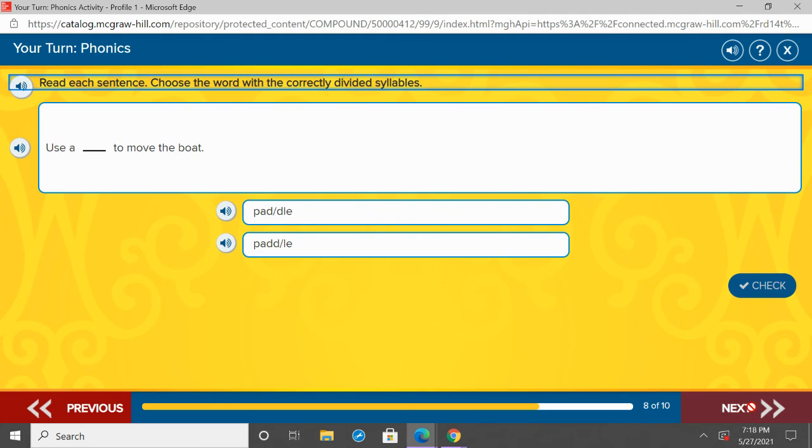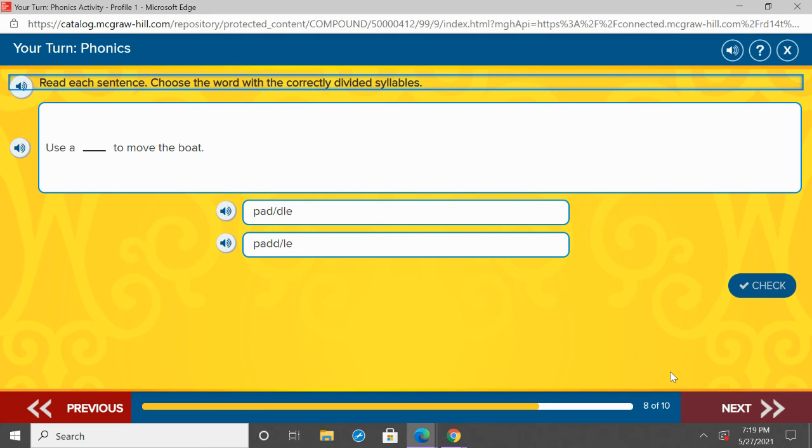Great job. Use a paddle to move the boat. Paddle. So do we see that L-E? We hear that pattern, but we want to break paddle up into syllables. How do we do that? We need to have a consonant L-E for it to be divided correctly.